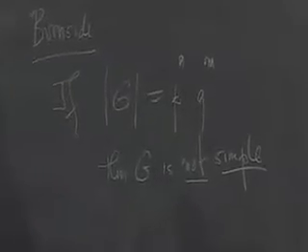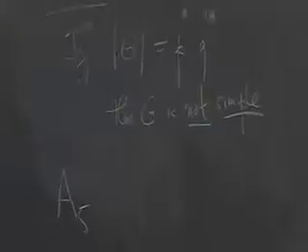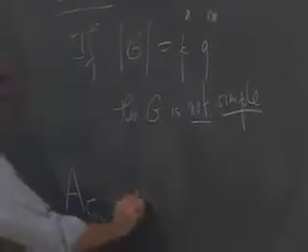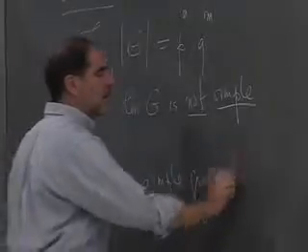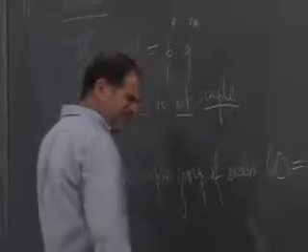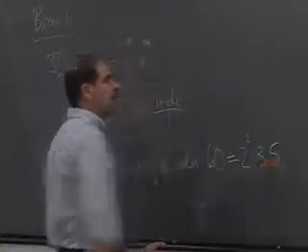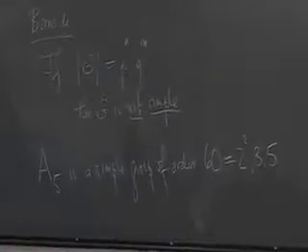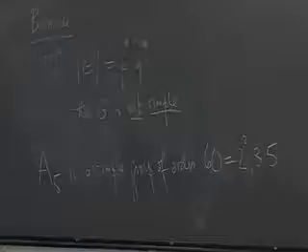But on the other hand, we're going to see that A5, that's going to be our first non-abelian simple group, is a simple group of order 60, which is 2 squared times 3 times 5. So once you add 3 primes, you can do it. So the order of a group is going to say something about the existence of normal subgroups.